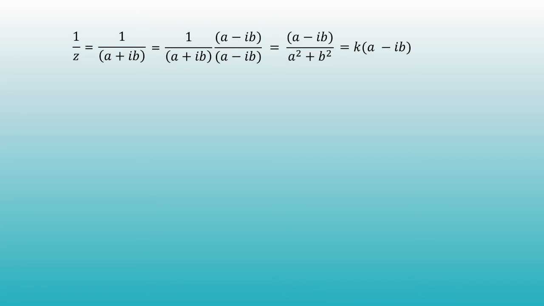where k is a real constant defined as 1 over a squared plus b squared. The key thing to notice here is that the product is of the form a plus ib. The minus sign here means nothing, since all positive and negative numbers are in the set of complex numbers, so it just doesn't matter. Well, this is really encouraging. It implies that division is defined for complex numbers.